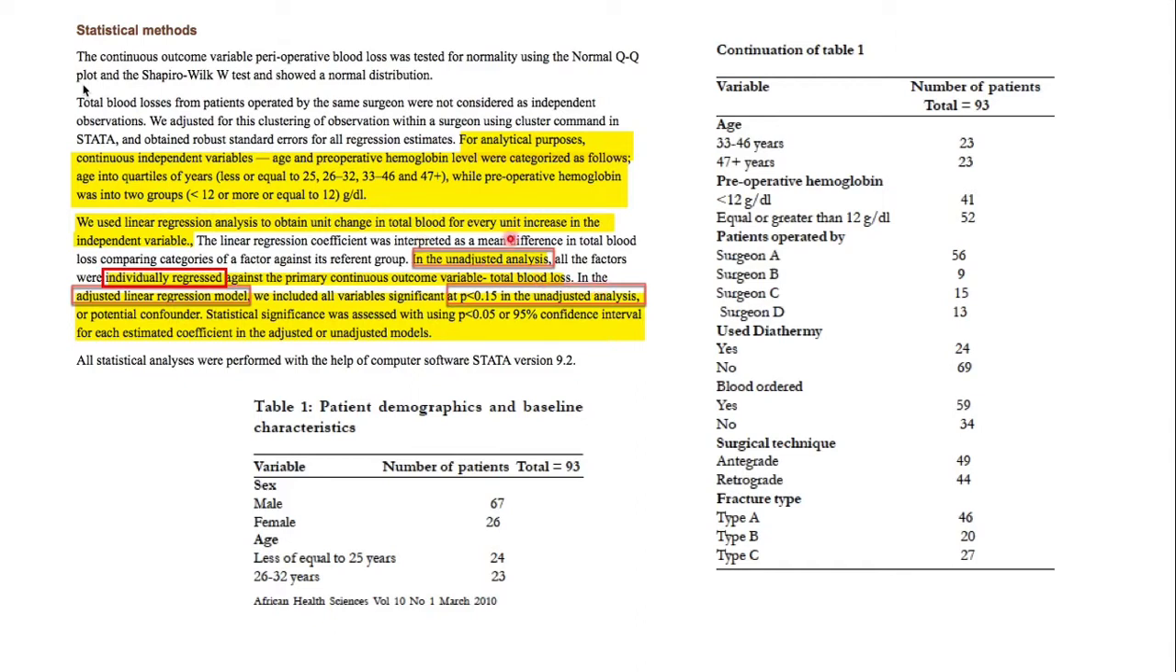So when they did their unadjusted model, what they did is they ran multiple individual linear regressions, meaning just one independent variable predicting blood loss. And then they only included those with a p-value greater than 0.15 in their final model. And then they established what their level of significance was.